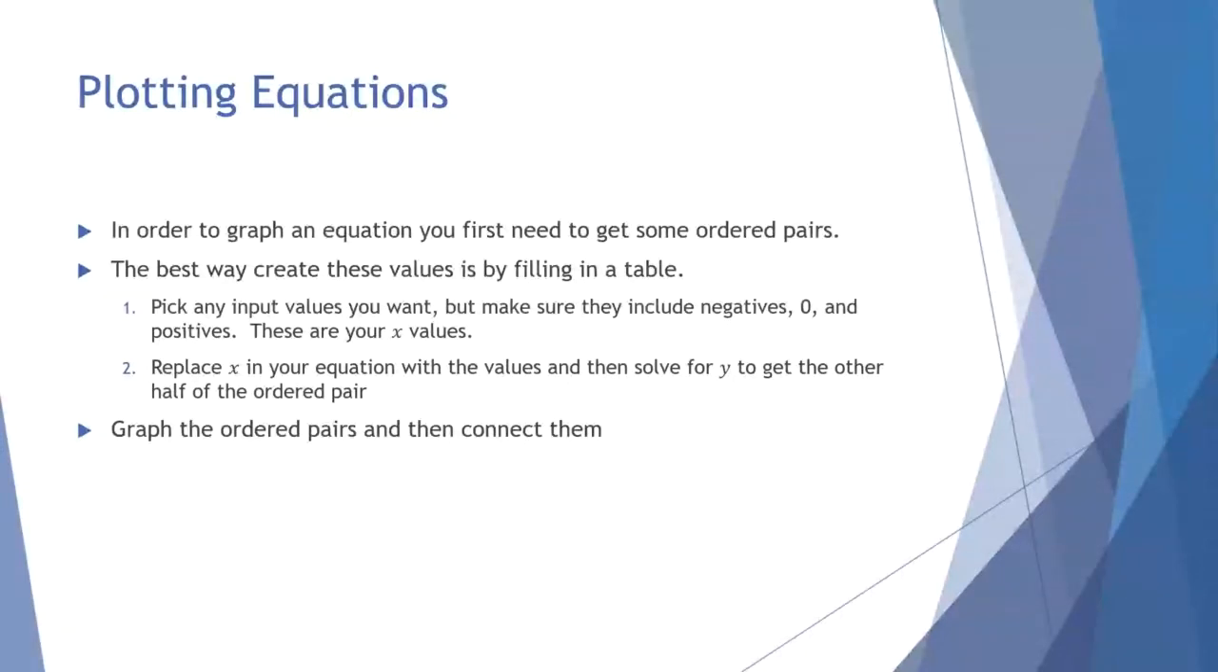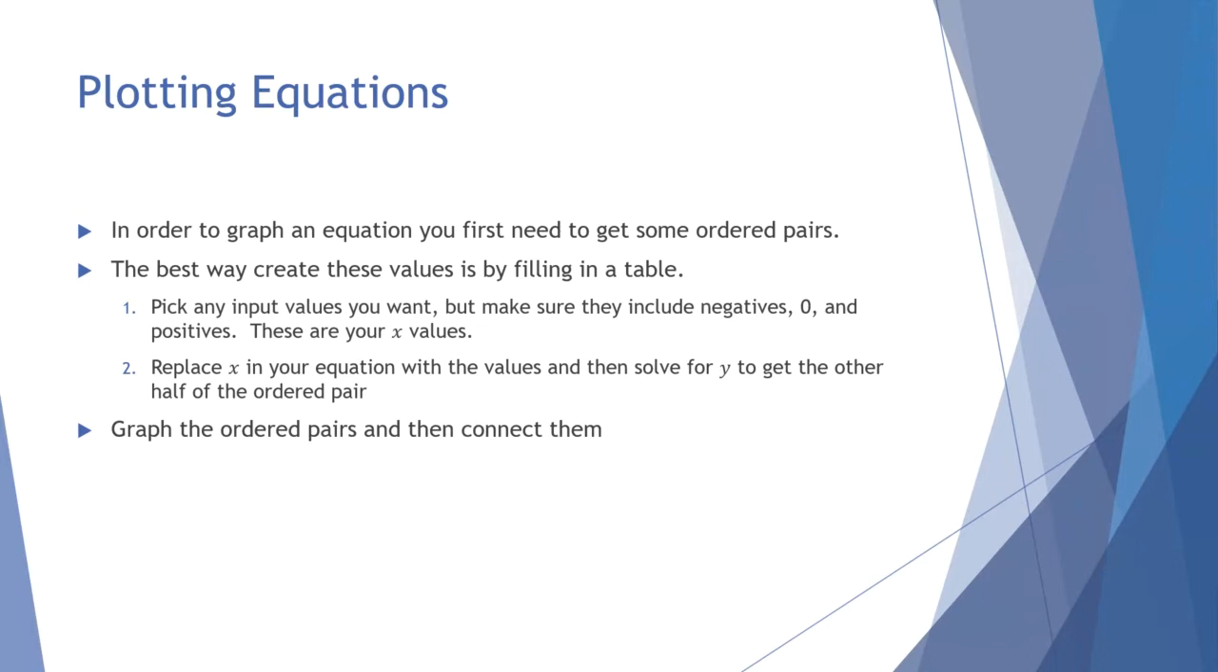So that is basically all that 3.1 goes through, but I also want to go over how you plot equations in this, in addition to just reading graphs and plotting ordered pairs. A lot of times you have to graph an equation, and how do you do that? So in order to graph an equation, you have to get ordered pairs first. So you have to figure out what those pairs are. They're not given to you.